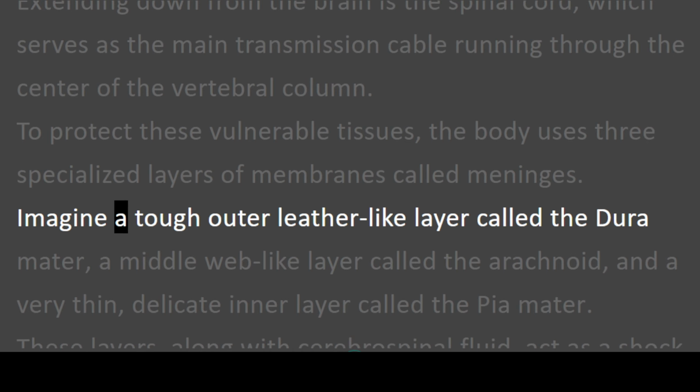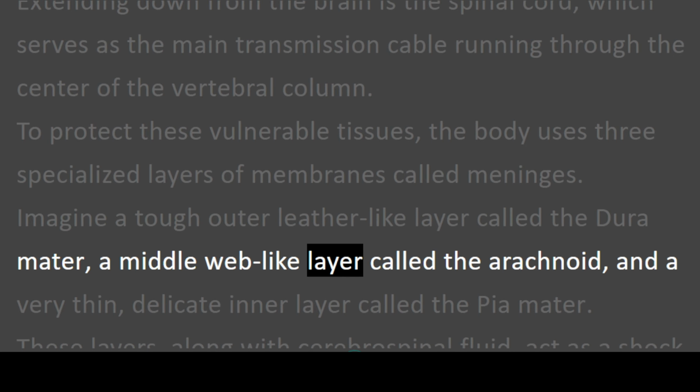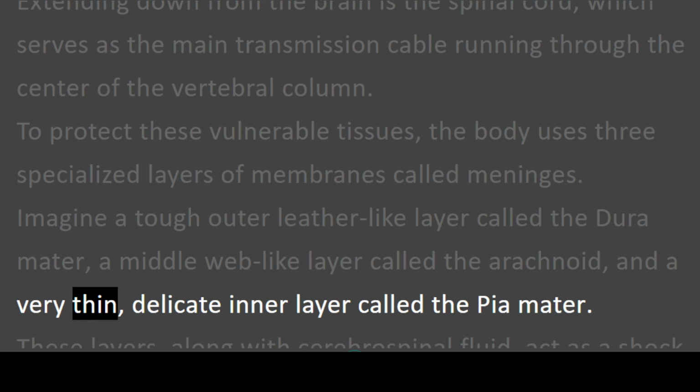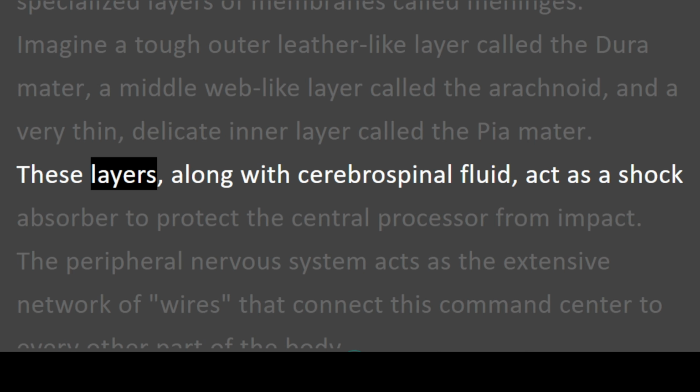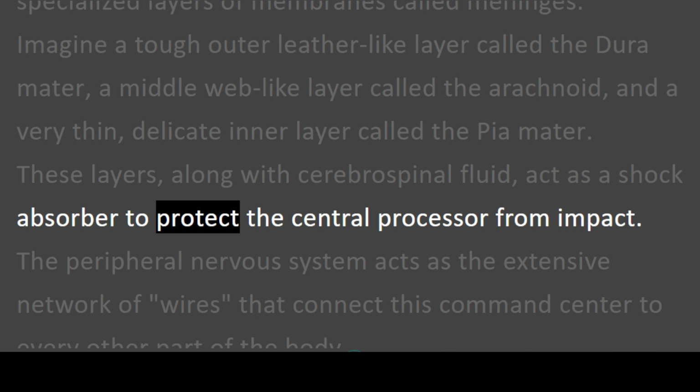To protect these vulnerable tissues, the body uses 3 specialized layers of membranes called meninges. Imagine a tough outer leather-like layer called the dura mater, a middle web-like layer called the arachnoid, and a very thin, delicate inner layer called the pia mater. These layers, along with cerebrospinal fluid, act as a shock absorber to protect the central processor from impact.